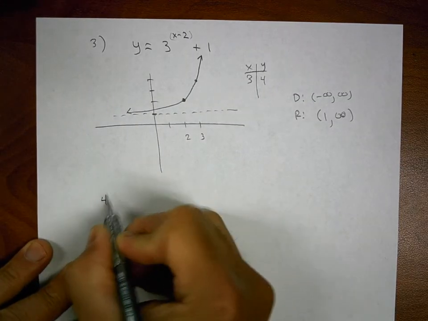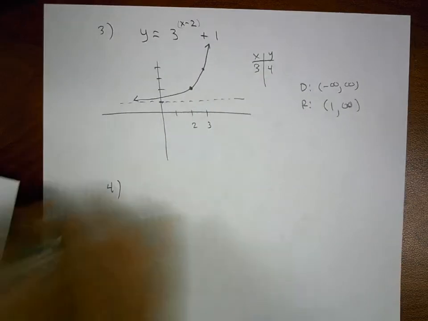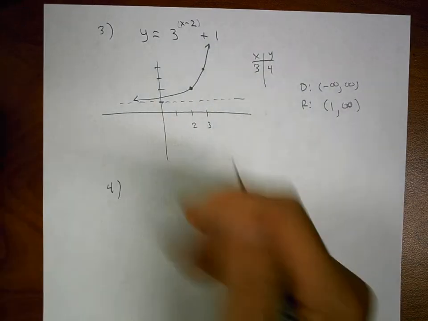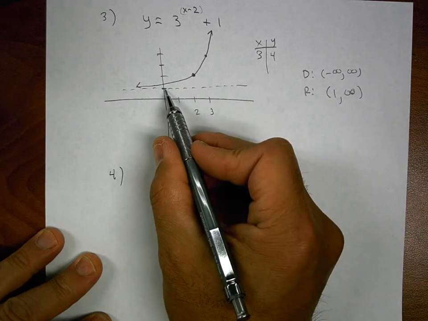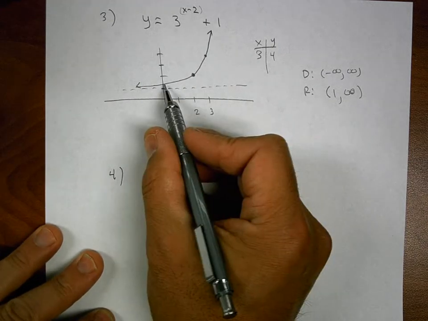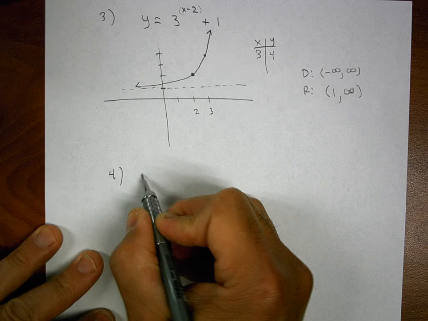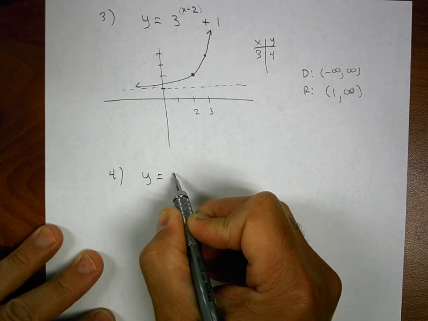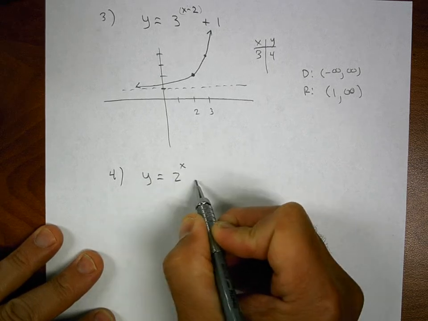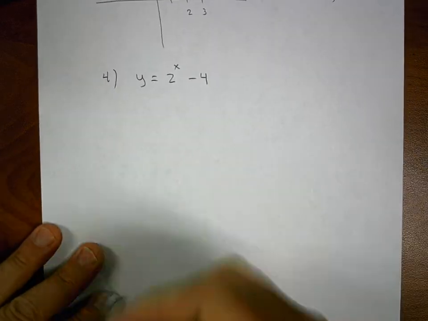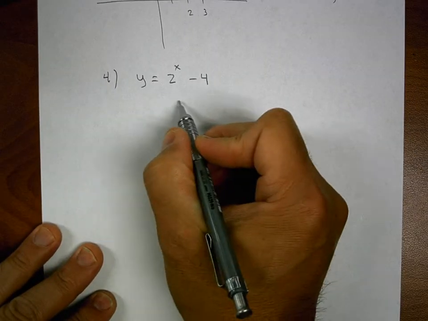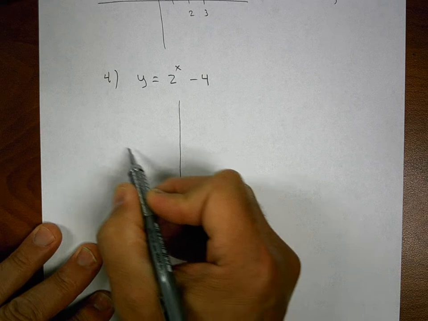Number 4. Curved on the 1, yes. Yes, because we don't touch 1. Okay, y is equal to 2 to the x minus 4. You're on your own. I want you to graph this, and domain and range.